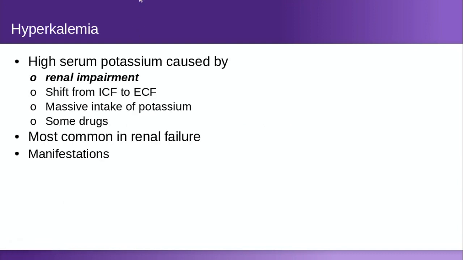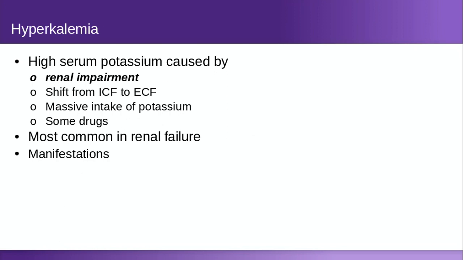Hyperkalemia, so this is too much potassium. And this is going to be a really important thing when we start talking acid-base imbalance. So different causes of high serum potassium. The primary one that you're going to see over and over again is renal impairment. So your kidneys aren't working correctly, and that causes these high rises in potassium.